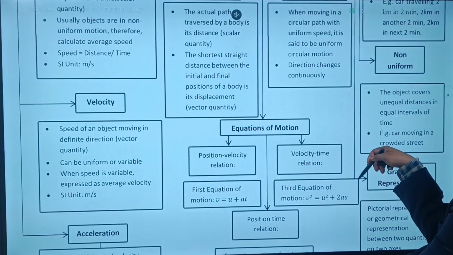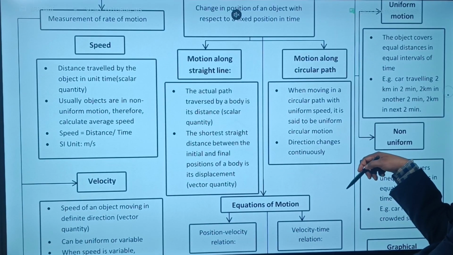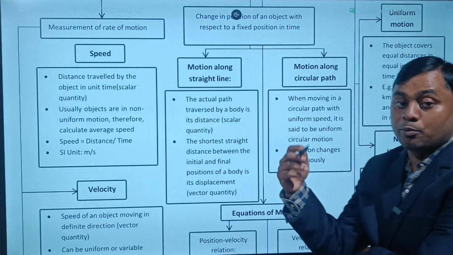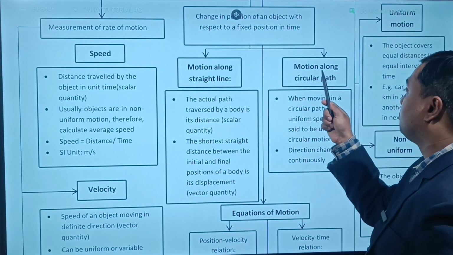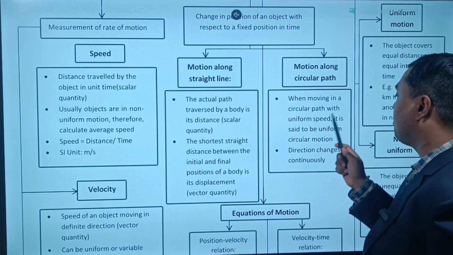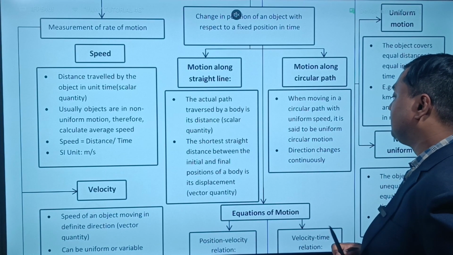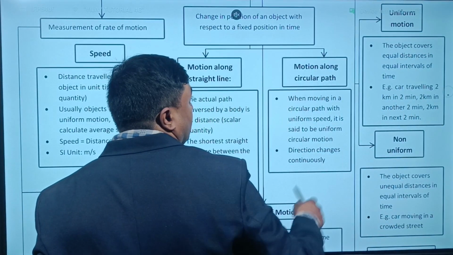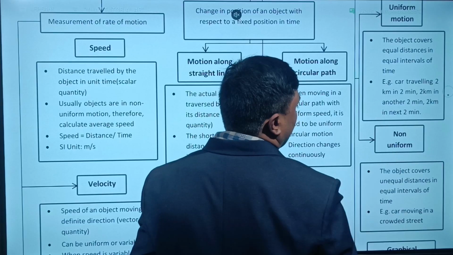We have two types of motion: one is uniform motion, the other is non-uniform motion. Another type of motion is circular motion, motion along a circular path. When a body moves in a circular path with a uniform speed, it is said to be uniform circular motion. Direction changes continuously in uniform circular motion. You should remember uniform motion and non-uniform motion.